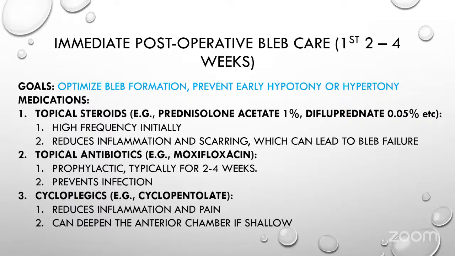Caucasian eyes, you may attempt to use it 6 times a day and the rest, but not with our own case. You should target hourly or 2 hourly for the first 1 month. And the essence of this is to reduce inflammation and the attendant scarring that could occur, which can lead to bleb failure. The use of topical antibiotics is very key.